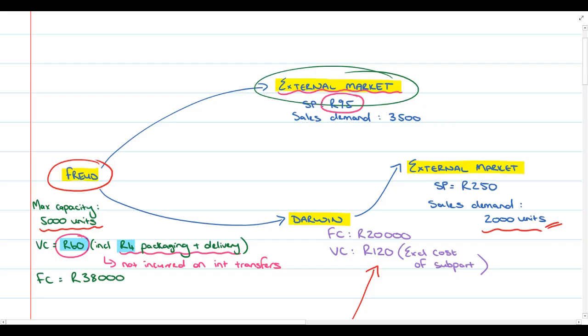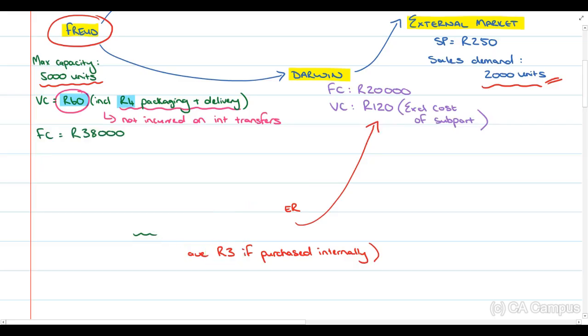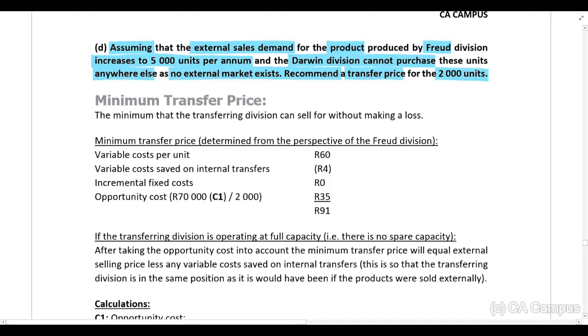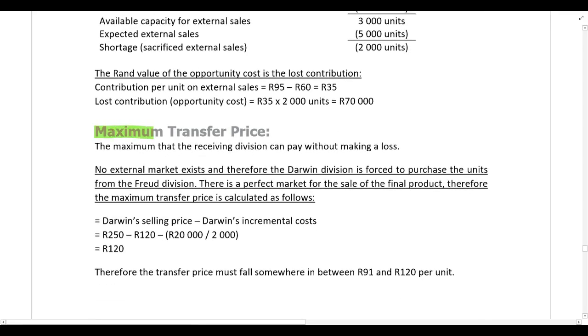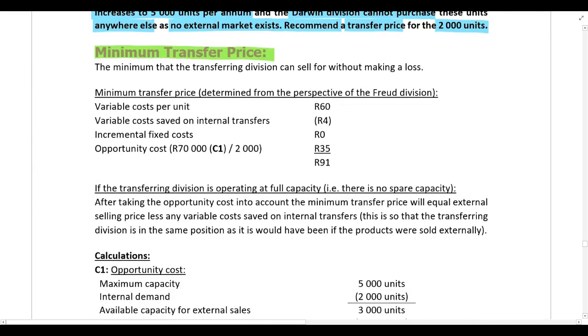Now the external sales demand for the Freud division has increased to 5,000 units per annum. And in addition to that, we do not have an external supplier for this product. So the Darwin division is forced to purchase the product internally from the Freud division. We need to now recommend a transfer price. So remember, once again, we are going to calculate the minimum transfer price, and we are going to calculate the maximum transfer price. So let's first look at the calculation for the minimum transfer price.